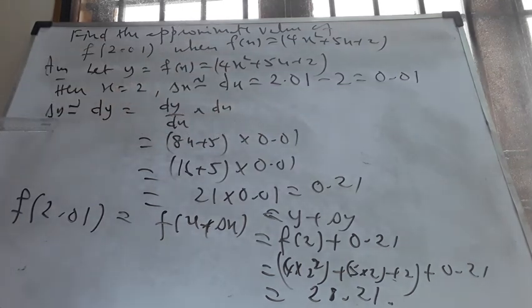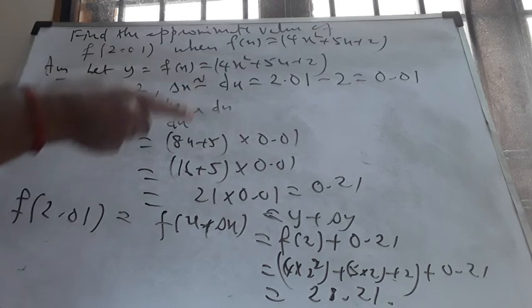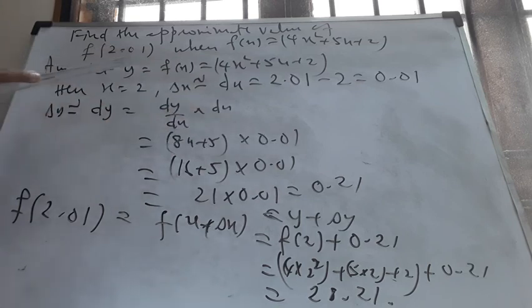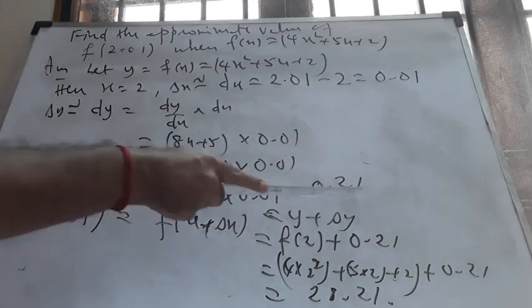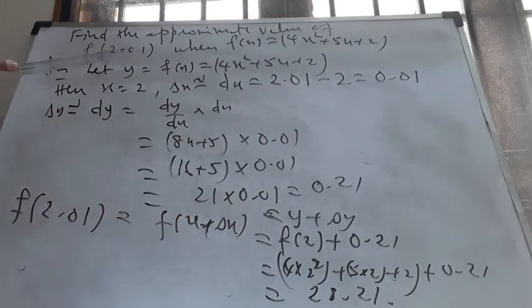Now delta y is approximately equal to dy, which is dy by dx into dx. What is dy by dx? 8x plus 5 into 0.01. What is my x? 2. Therefore 16 plus 5 is 21. 21 into 0.01 is 0.21. Now come back to the original problem.